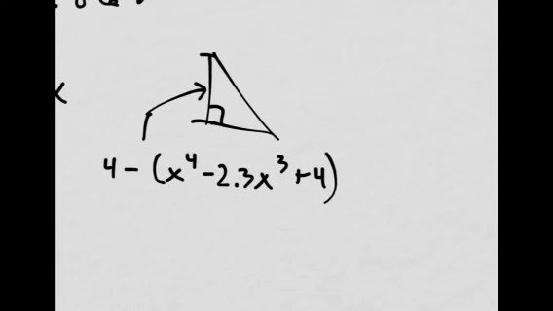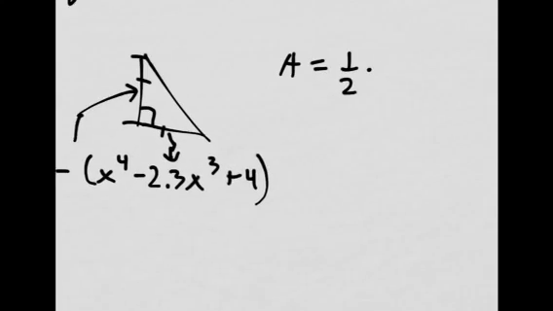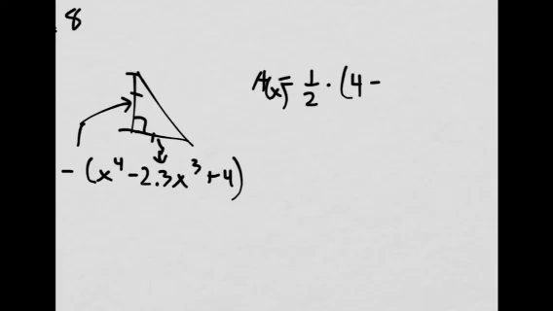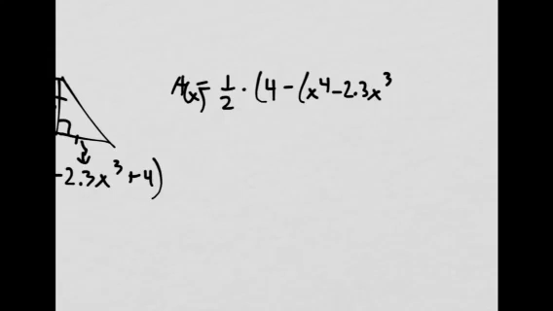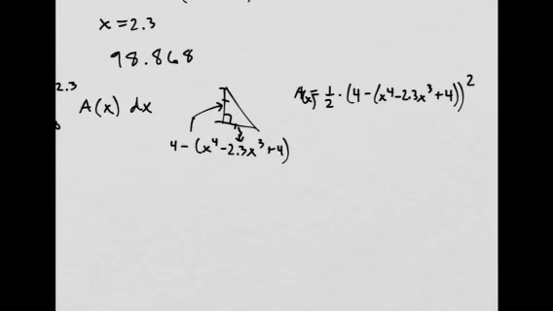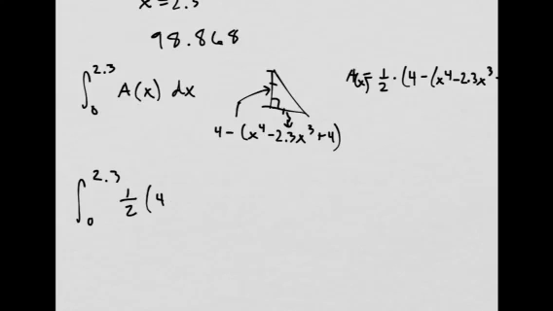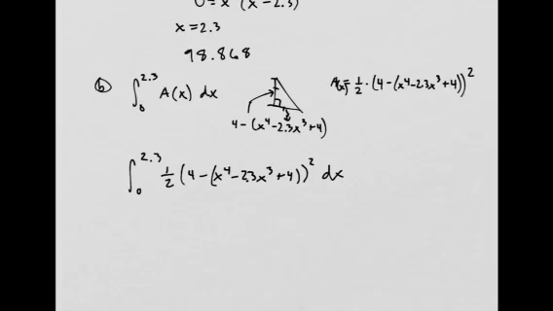And then we need to find the area. So that's this distance. It's also that distance. Those are the same because those are congruent. And area would then be 1/2 times the base, which is this, times the height, which is also this. So this would be the area function then, right? 4 minus x to the 4th minus 2.3x cubed plus 4, and that whole thing is going to be times itself. It's going to be squared. And I integrate that, so I'll write down from 0 to 2.3, 1/2 times 4 minus that. The reason why I'm squaring it, again, is because those are the same length. So I'm just multiplying it by itself.